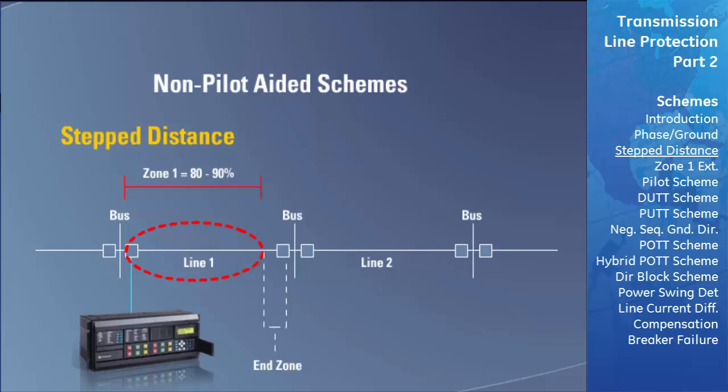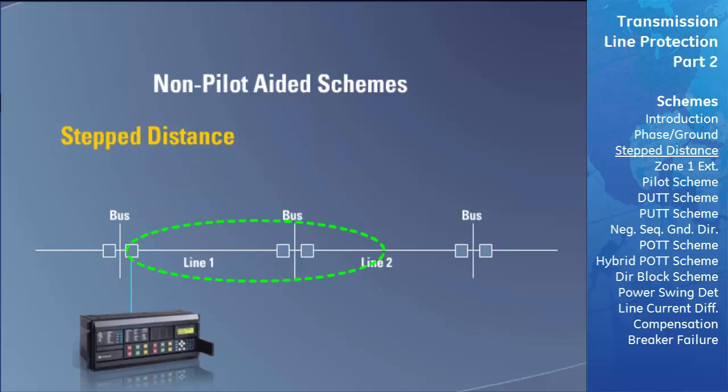The second zone of protection is set to overreach and extends from the beginning of the transmission line, past the end of the line, and into the next adjoining transmission line. This is called Zone 2. Zone 2 is usually set to 120% of the impedance of the transmission line. Zone 2 is set in this manner so that it can detect faults that occur in the end zone area that zone number 1 cannot detect.